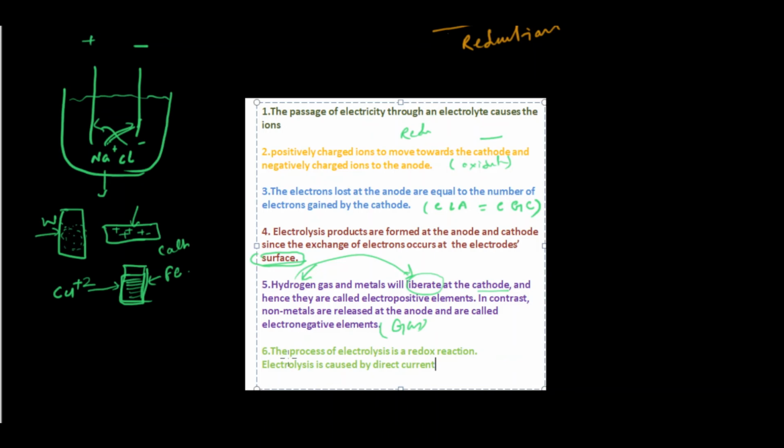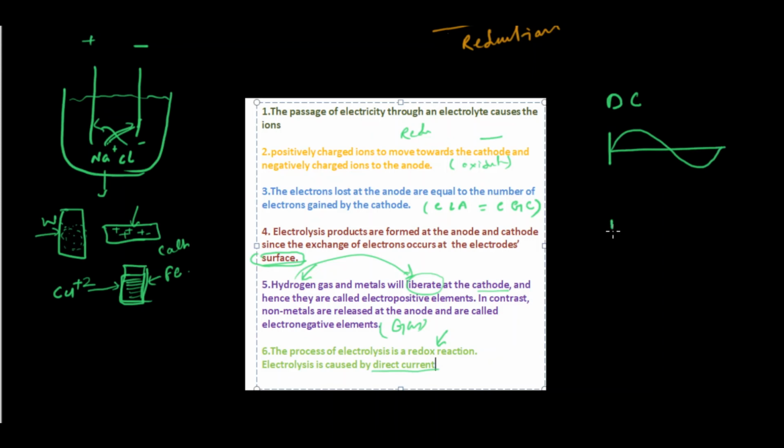Here the process of electrolysis is a redox reaction, and the electrolysis is caused by the direct current. We have understood why it is a redox reaction, but this is a new point. We can do it only by DC. Why? Now the idea is very simple. If you see the AC current, alternating current, the problem is that its direction is changing.